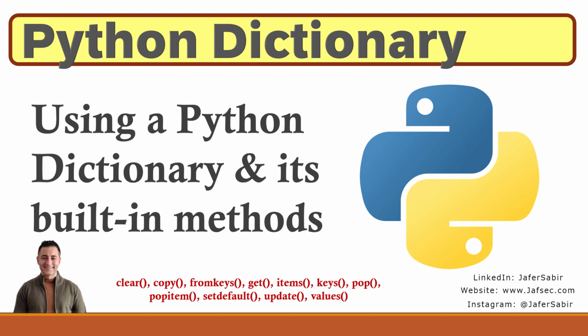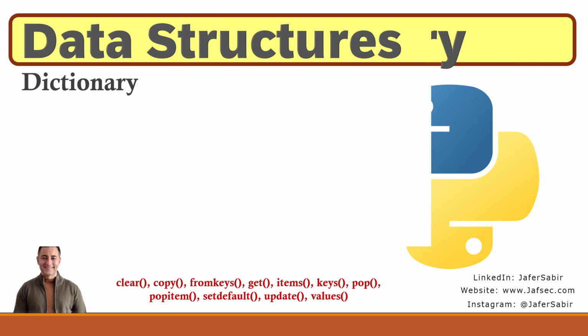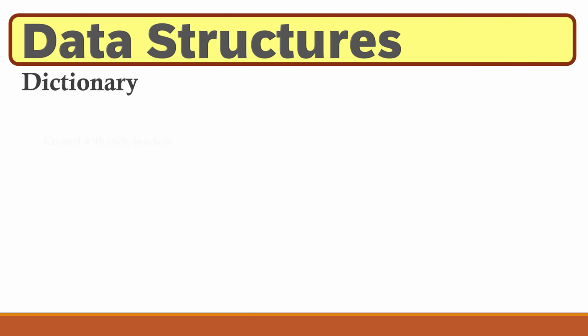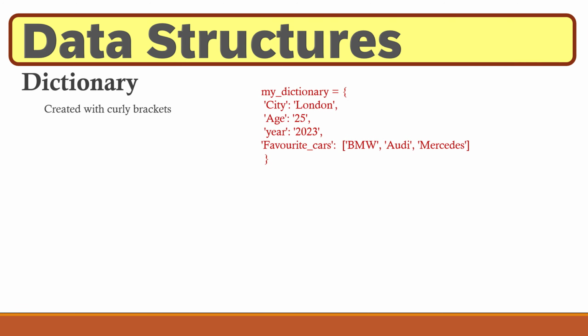A dictionary is another collection to store multiple items. The other three are list, tuple and set. Dictionaries are written with curly brackets like sets, and they consist of key value pairs. The key and the value are separated by a colon. For example, we can see the key city and the value London in my example in the red, or the key age and the value 25, the key year and the value 2023, and so on.